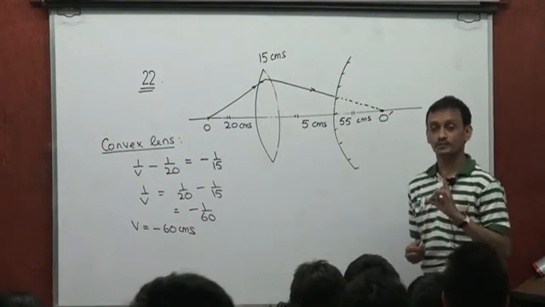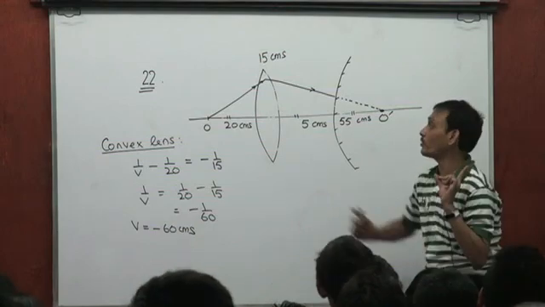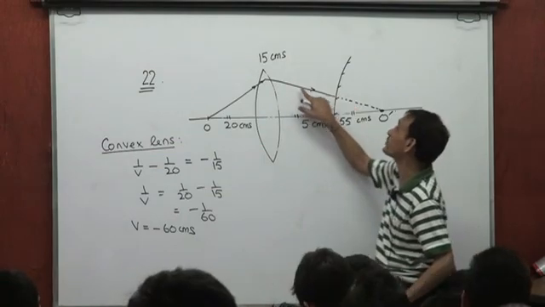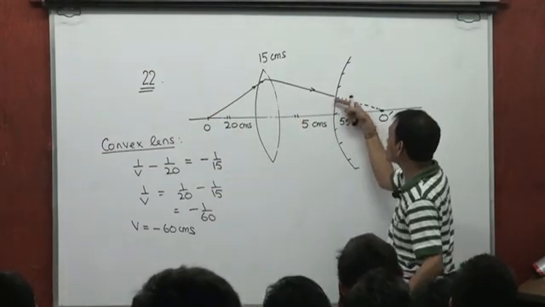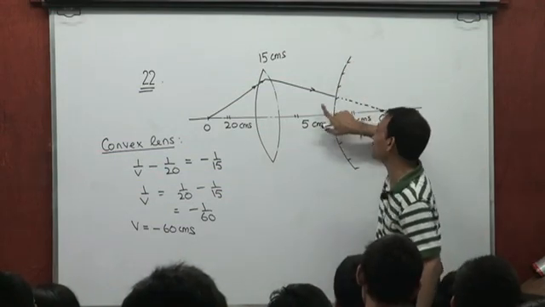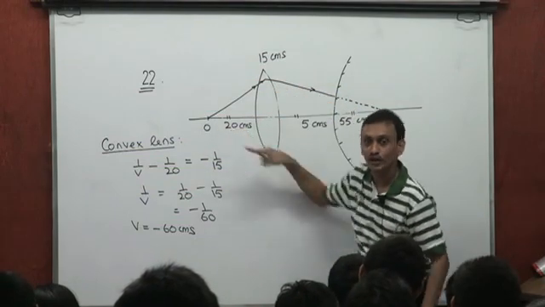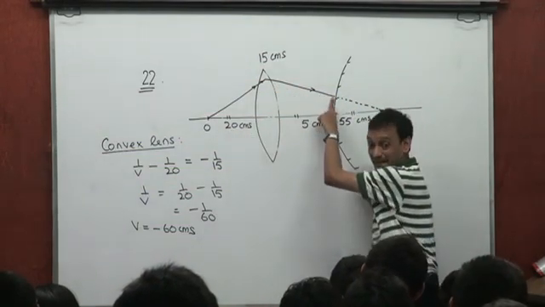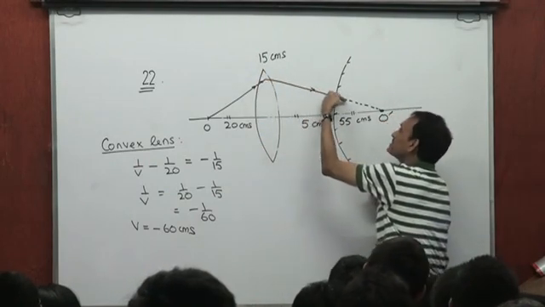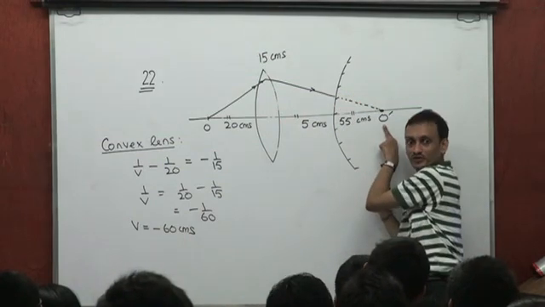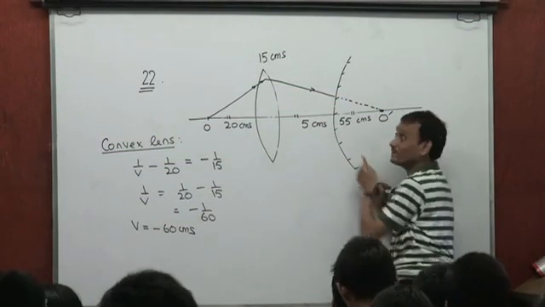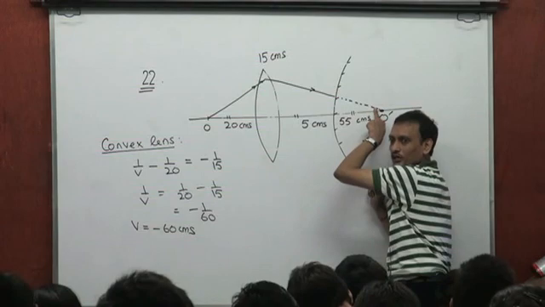Now the problem says that the final image is formed at O itself. That can happen if this ray of light, subsequent to reflection from the mirror, retraces its path. Now, when can this retrace its path? When it's incident normally on the mirror. When would it be incident normally on the mirror? When this ray of light seems like passing through the center of curvature of the mirror, right? That means O prime must be the center of curvature of the mirror. That's when this ray would be incident normally on the mirror.